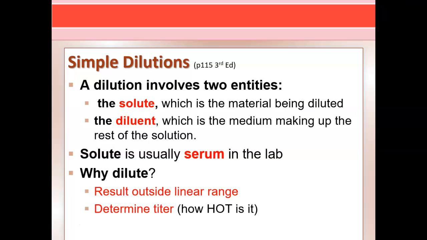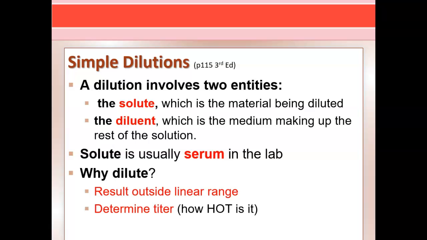How hot is the sample? So let's talk about some of the terms on this slide again. In the clinical lab, most of the time we're going to be having to dilute the serum in our patients. So that's going to be the solute. The diluent, now you've probably heard about different diluents, water, saline, but most of the time in the clinical lab, we use saline or a bovine serum albumin solution. And there will be in the procedure manual for each test what the diluent needs to be for each sample. Most of our dilutions that we do are in the chemistry lab and the serology lab.